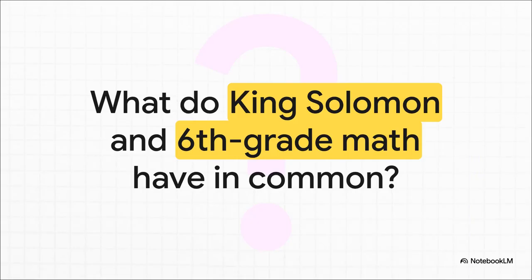So here's a question for you. It sounds like a bit of a riddle, right? What in the world could King Solomon, the legendary wise ruler, possibly have in common with the standard geometry class? Well, the answer, as we're about to find out, is the trapezoid.